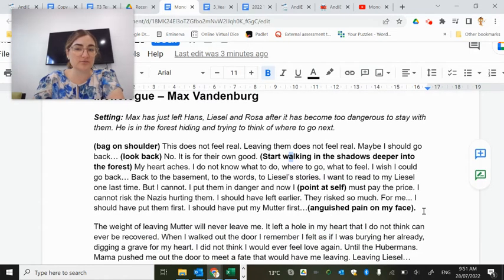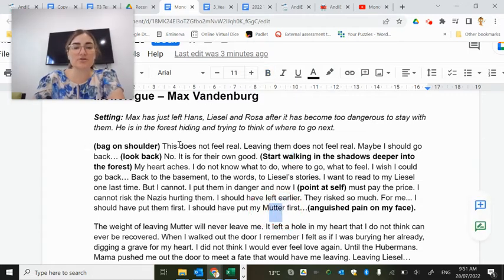This does not feel real. Leaving them does not feel real. Maybe I should go back. No, it is for their own good. My heart aches. I do not know what to do, where to go, what to feel. I wish I could go back to the basement, to the words, to Liesel's stories. I want to read to my Liesel one last time, but I cannot. I put them in danger, and now I must pay the price. I cannot risk the Nazis hurting them. I should have left earlier. They risk so much for me. I should have put them first. I should have put Mutter first. So this is the German word for mother.